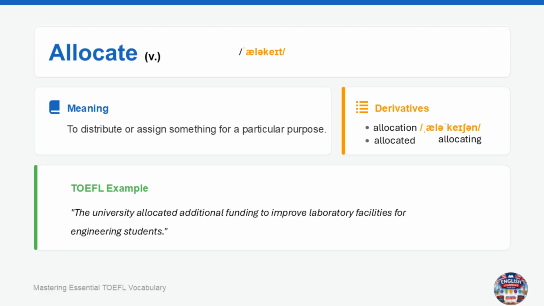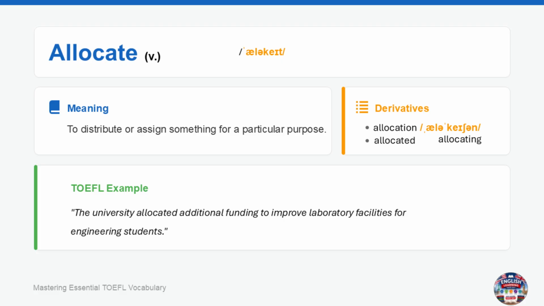Allocate. Listen carefully. Allocate. Allocate. Very good. Allocate means to distribute or assign something for a particular purpose. For example, a university can allocate money for research. Exactly. Listen to this example. The university allocated additional funding to improve laboratory facilities for engineering students. Here's your question. Why did the university allocate additional funding? Because it wanted to improve laboratory facilities.